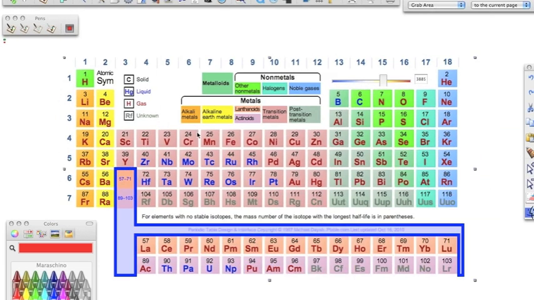Now, number 10, it says since the first energy level contains only the 1s sublevel, the number of elements in this period is, so in the first period we're looking, we have 1, 2 elements. So 2 is your answer.